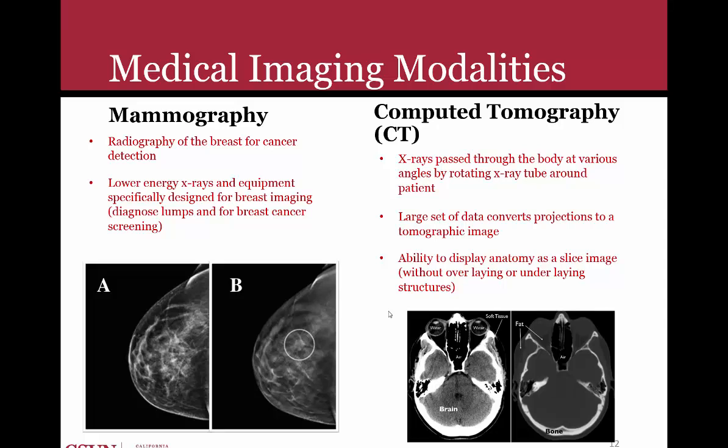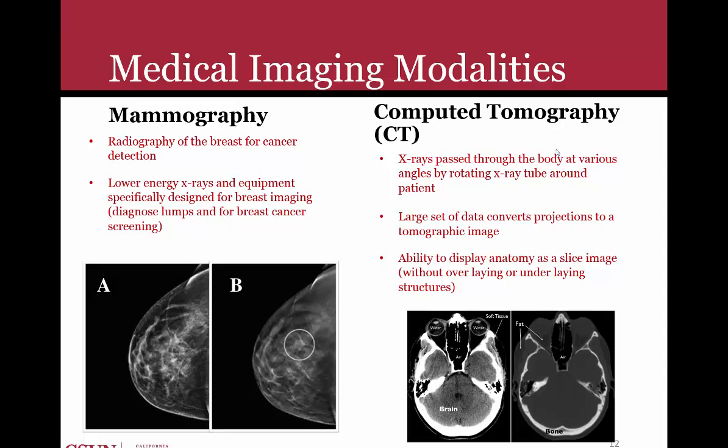Mammography is a specialized version of X-rays. It's for the detection of breast cancer. It uses lower energy X-rays, and the reason for that is that breasts are usually made of just fatty tissue, so to be able to distinguish between tumor tissue and fat tissue, you have to have lower energy, because if you have too high of an energy, you're going to get no contrast. The equipment is also specifically designed for measuring in the breast.